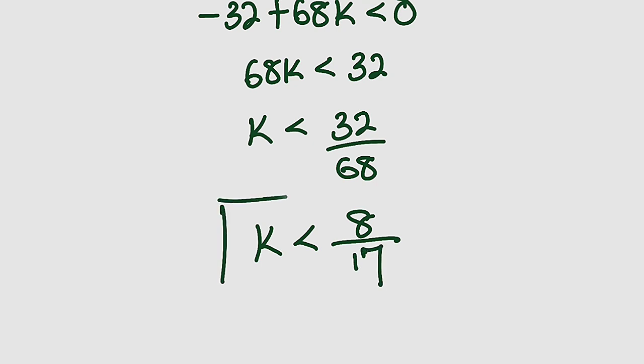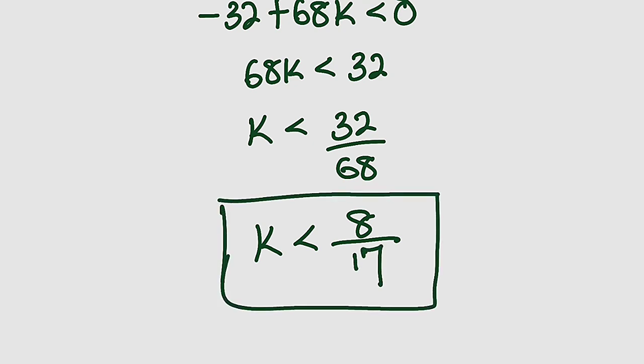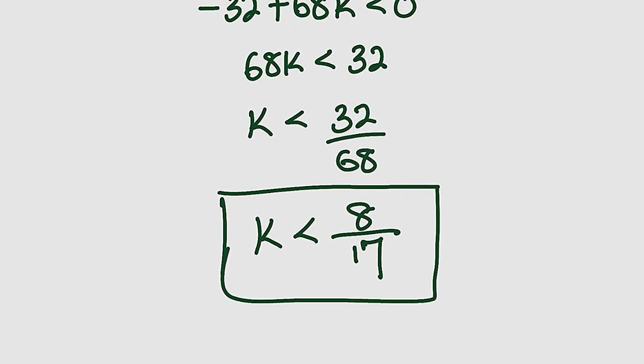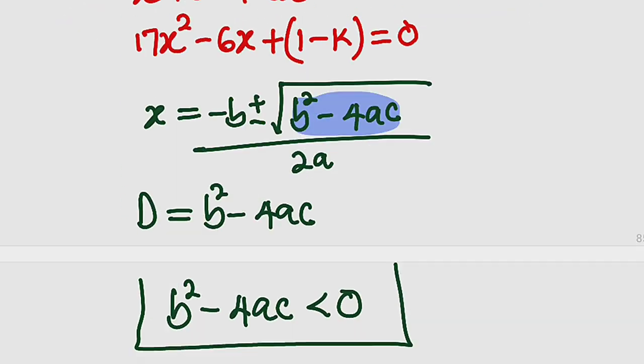And hence, this is the range of values of k. So k can be any value provided that it is less than 8 divided by 17. So this is all about question number 1. Now let us move on to question number 2.